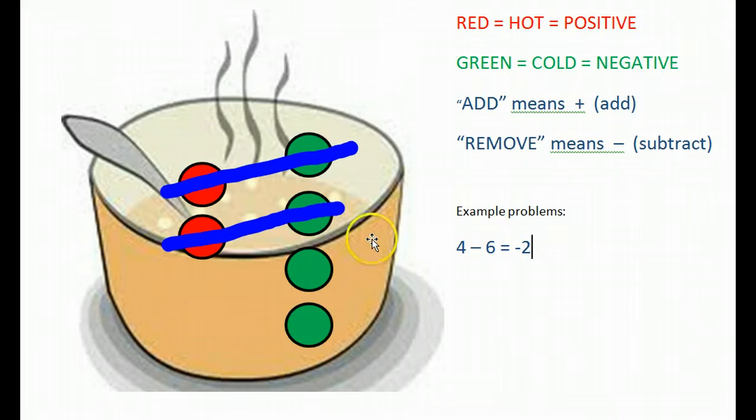The key to understand is that I can add as many 0 pairs as I want to because they don't change the value, they don't change the temperature of the soup.